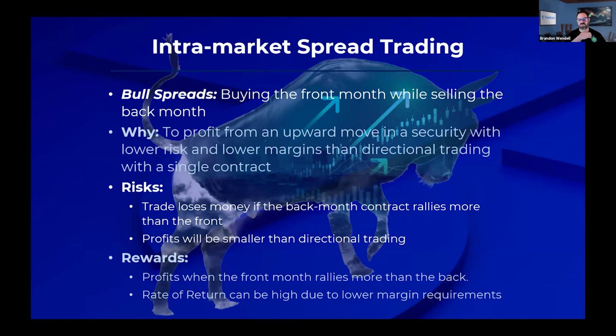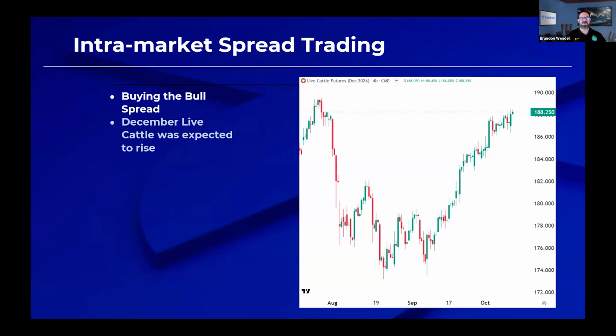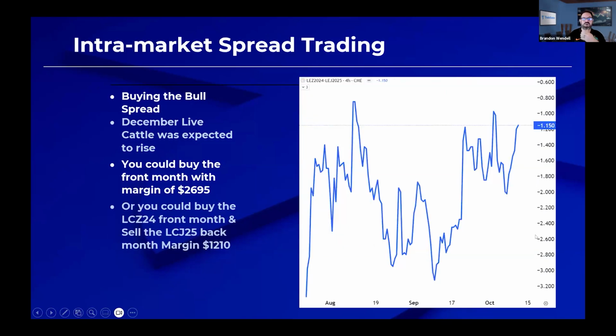When you're trading futures, again, I don't know exactly what the commissions are, but they're relatively low. So again, if you're buying the bull spread, in this case, we were expecting the December contract to go to the upside. You could buy the front month, and this was December live cattle, and the margin at the time was $26.95. But instead, we could buy the front month and sell the back month. In that case, I was buying December 2024 and selling April 2025. The margin was only $1,200. So I cut the margin requirement in more than half.